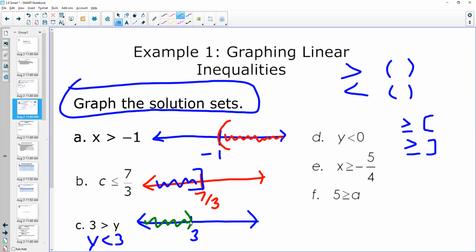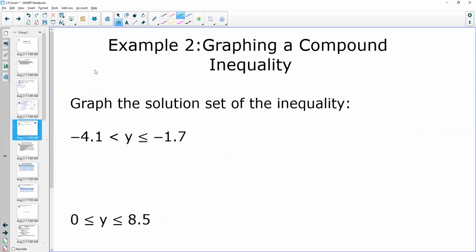Let's try one more. 5 is greater than or equal to a. I can also rewrite that as a is less than or equal to 5. So I'm going to put 5 on here. a is less than or equal to 5 are to the left. All right, so that's graphing.